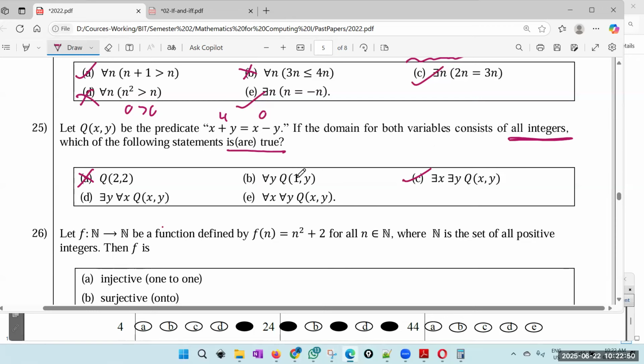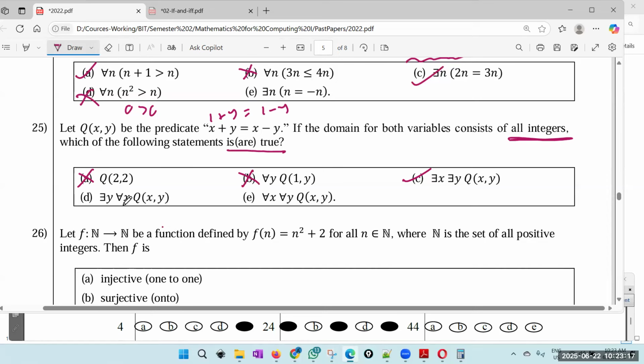For all y, when x is 1, is this correct for all y values? When x is 1, is 1 plus y equal to 1 minus y for all y values? For example, 1 plus 5 is 6, but 1 minus 5 is minus 4. So this is not correct.